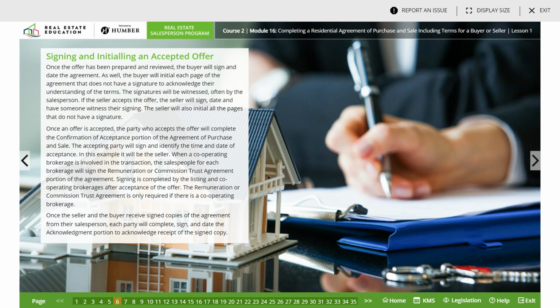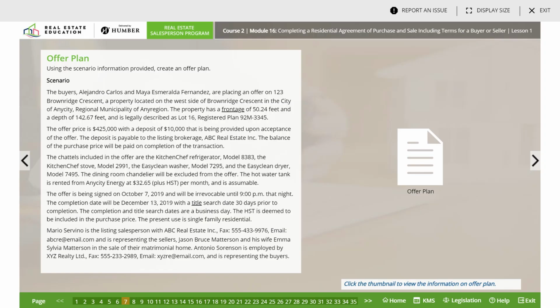Signing and enlisting an offer. Once the offer has been prepared and reviewed, the buyer will sign and date the agreement. Once the offer is accepted, the party who accepts the offer will complete the confirmation of acceptance portion of the agreement of purchase and sale. The accepting party will sign and identify the time and date of acceptance. In this example, it will be the seller. When a cooperating brokerage is involved in the transaction, the salesperson for each brokerage will sign the remuneration or commission trust agreement portion of the agreement. Signing is completed by the listing and cooperating brokerages after acceptance of the offer. Cool.